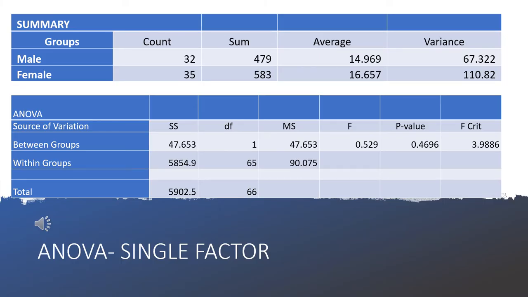This is how my table looks. If I talk about count, the sum is 479, average is 14.69, and variance comes to about 67.322. Whereas for the 35 females I took, the sum is 583, average is 16.657, and variance is 110.82. So when I performed the ANOVA test, my F value came out to be 0.529, P value came out to be 0.4696, and my F critical value came out to be 3.9886. You can take it as close to 4, and the degrees of freedom came out to be 56, and total sum of squares came out to be 5902.5. So that is how the data for 67 people looks after performing the ANOVA single factor test.